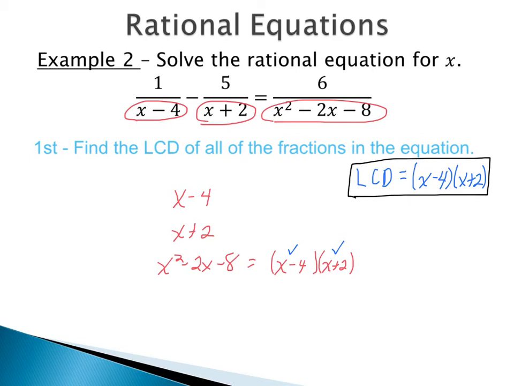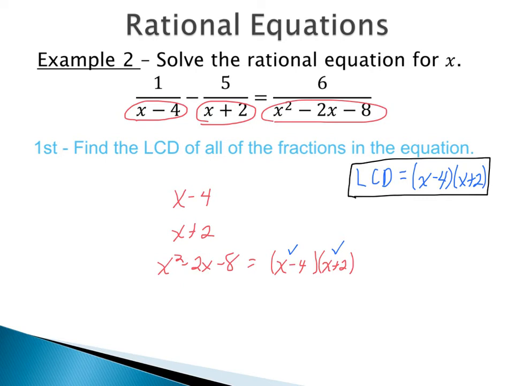It is not always what happened here, where the polynomial that we had to factor, the x squared minus 2x minus 8, that factored form happened to be our lowest common denominator. It is important that you check and make sure that each piece exists in your lowest common denominator. So the original x minus 4 is there, the original x plus 2 is there, and then the factored form x minus 4, x plus 2, those are already taken care of.